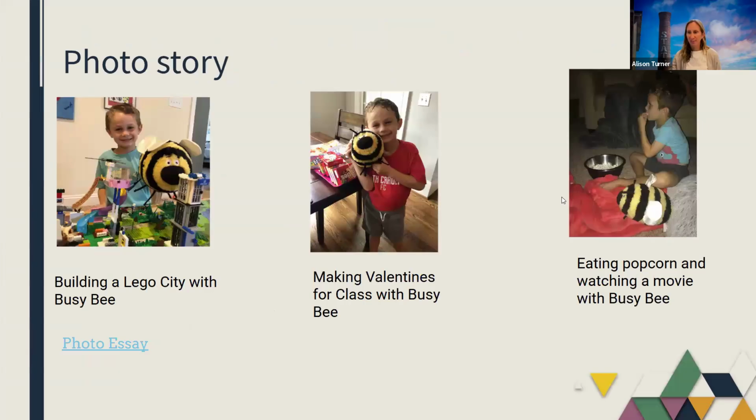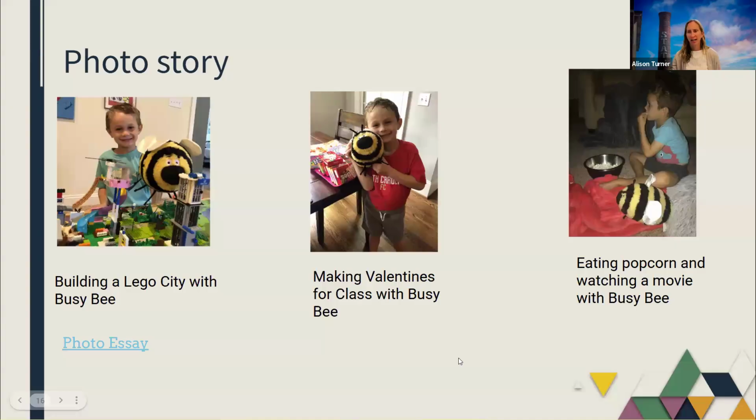This is just one quick example that my son did, but this stuffed animal, especially if you're working with younger learners, went home with him over the weekend, and his task was to take pictures of what that stuffed animal was doing with him over the weekend, and then to write a story about Busy Bee's weekend. So just thinking through how can I learn more about what goes on for my learner at their house without just asking them? It can be a really effective way.